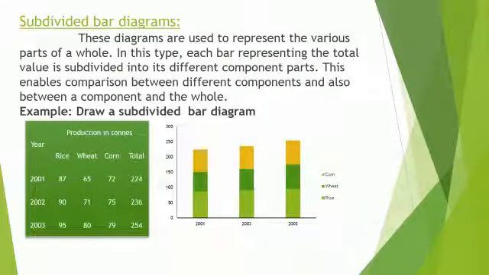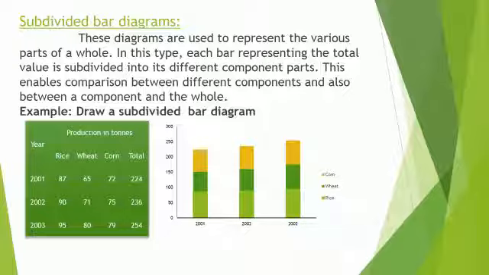Subdivided bar diagram. In a subdivided bar diagram, the bar is subdivided into various parts in proportion to the values given in the data, and the whole bar represents the total. Such a diagram is called a component bar diagram or subdivided bar diagram.